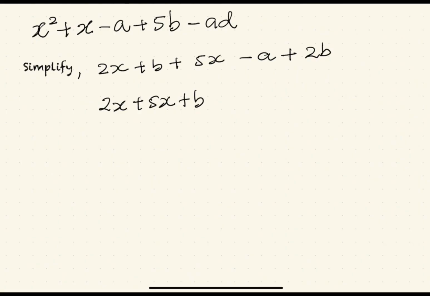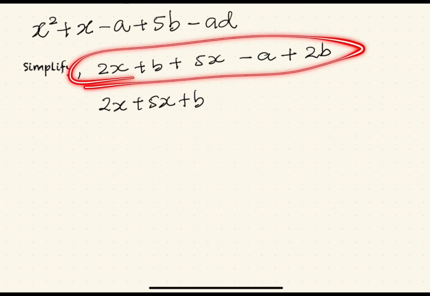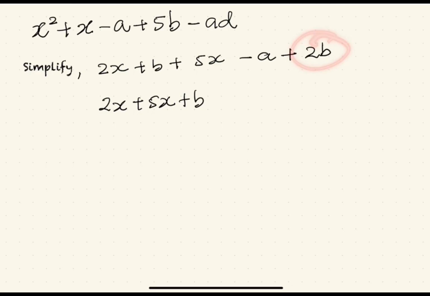But does it have a like term in the expression? Yes, it does, and it's this one. So we write the positive 2b, but we are also not done because we have this negative a at the end. So we have written the like terms next to each other, and then we can add them together.